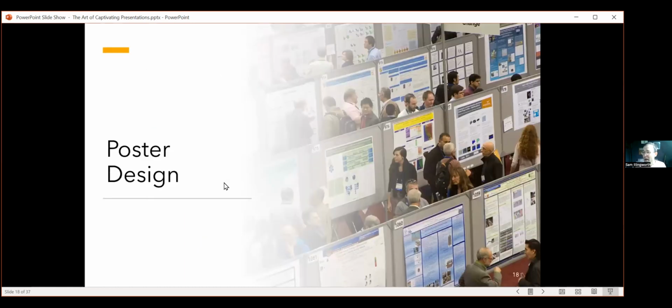Okay, so I want to think about poster design now, because for lots of us, you know, designing posters for physical or digital conferences is very important. If we think about a traditional scientific conference where there might be several thousand people there, not everybody can possibly present orally, so there'll be lots of poster presentations as well.